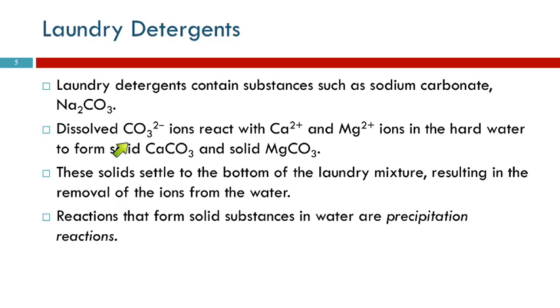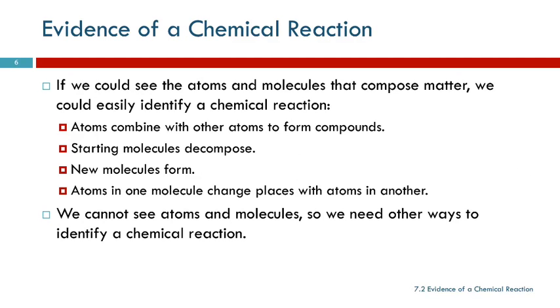So the dissolved carbonate ions are going to react with the calcium and the magnesium ions that are dissolved in your water. They're going to form solid calcium carbonate and solid magnesium carbonate. Those are going to settle out and not allow those calcium ions and magnesium ions to form that soap scum. So they settle to the bottom and they get washed away. So things where we have solid substances being formed are called precipitation reactions.